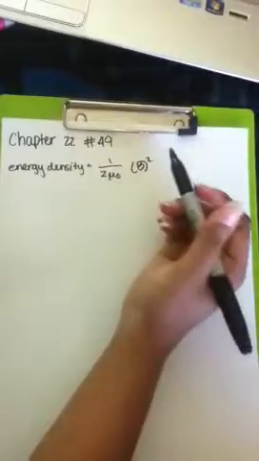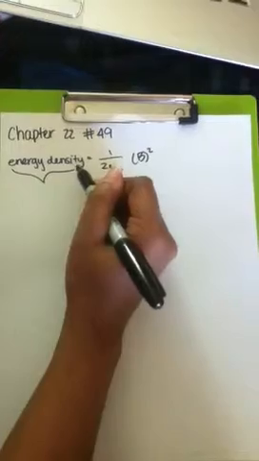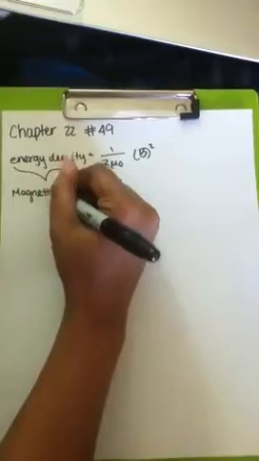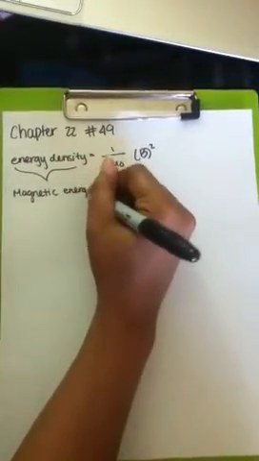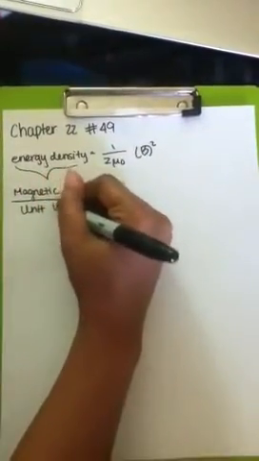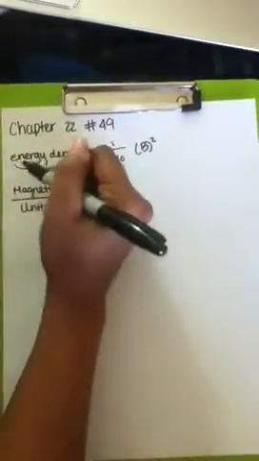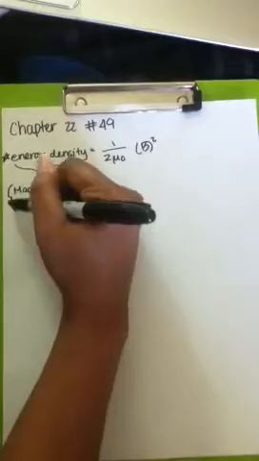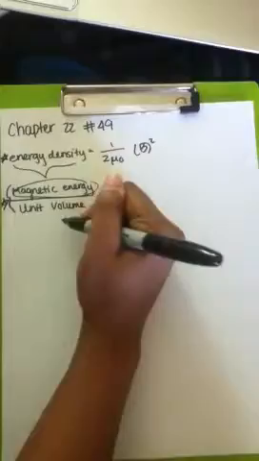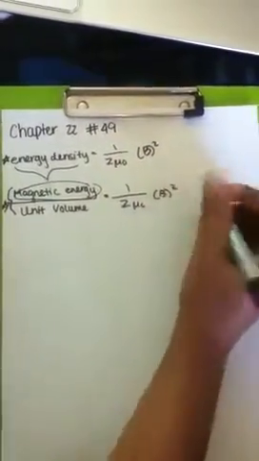We have this and this, but our problem is we need to figure out another way to express this right here. And another way to do that is by taking the magnetic energy divided by, or per, the unit volume of the space that we're looking at. So the energy density is equivalent to the magnetic energy, this is what we are looking for, per the unit volume. The right side of the equation doesn't change.